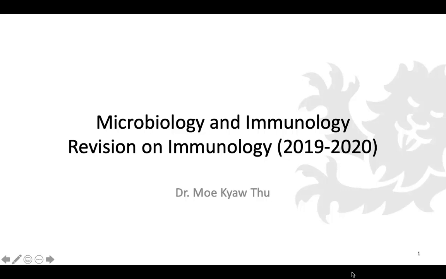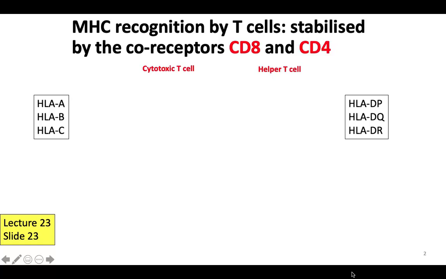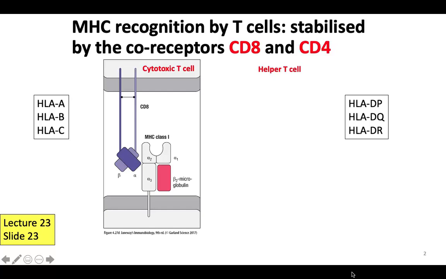So first, I'd like to start with MHC class 1 and class 2 molecules. These slides are from lecture 23, Cell-mediated specific immunity 2 lecture. Here are some main points. MHC class 1 is a heterodimer, and it is expressed in all cells in our body except red blood cells.